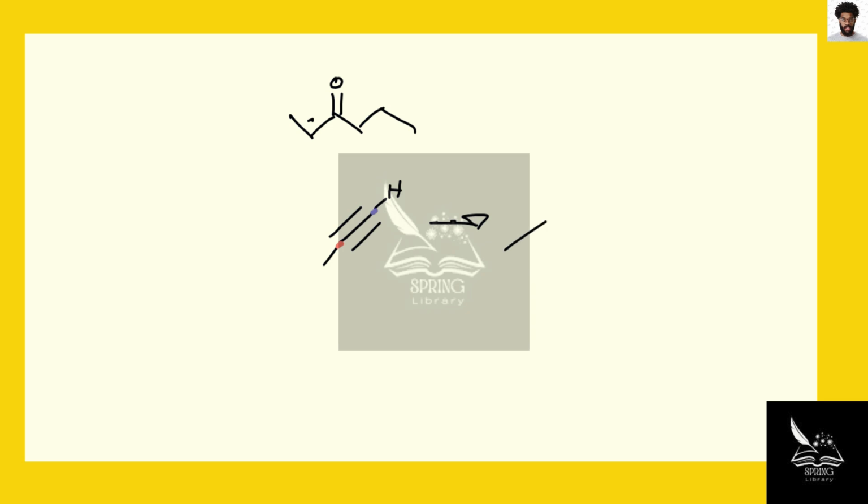carbon, like so. Right, this would be the red carbon, and this would be the blue carbon. And this then would tautomerize into the following ketone.